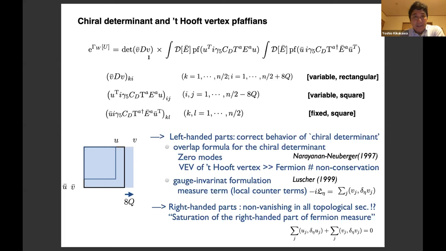And as I said, this chiral determinant depends on the choice of the basis vectors. But here, this Pfaffian also depends on the choice of basis. But the dependence on V and the dependence on U can cancel each other, because the total Dirac fermion is independent of the gauge field. So the gauge field dependence of V and of U cancels in this expression. So this effective action does not depend on the choice of the chiral basis. In this way, we can fix the phase ambiguity in this expression.